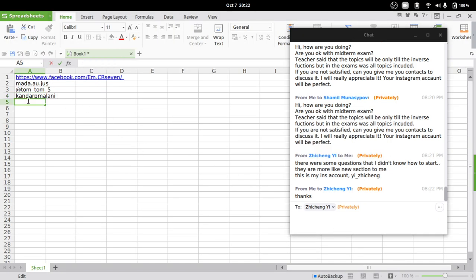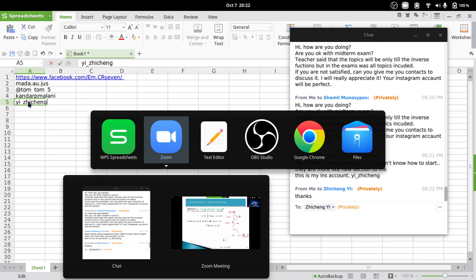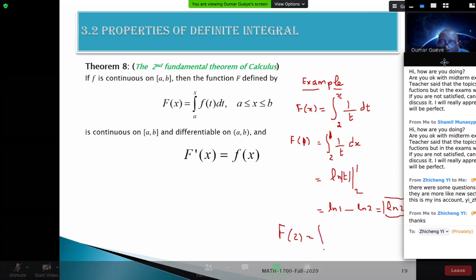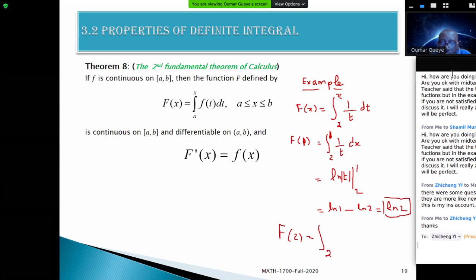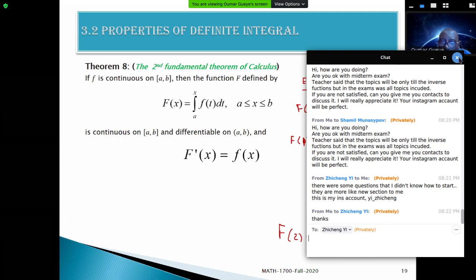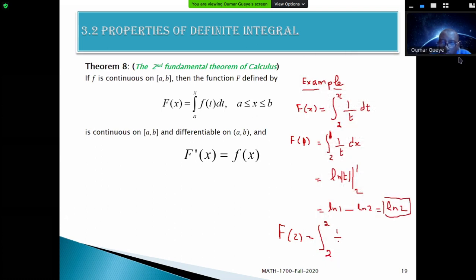But for negative values, it's going to be defined because of the absolute value. And if I calculate f at 2, what's going to be the value of f at 2? It's going to be the integral from 2 to 2. This is my equation. I just substitute x by 2. And what is this value? Equal to 0, because we've seen yesterday, when you integrate from a to a, you will get 0 regardless of the value of the function.